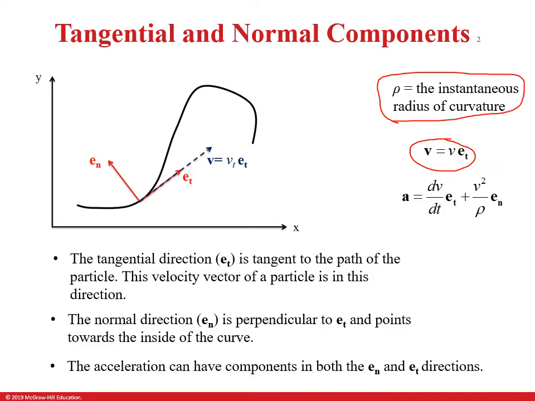So I'll read these real quick. The tangential direction is tangent to the path of the particle. The velocity vector of a particle is in this direction. So the velocity vector of the particle is in the tangential direction. The normal direction is perpendicular to that tangent direction, and it points towards the inside of the curve. The acceleration will have components in both the normal and the tangent direction.